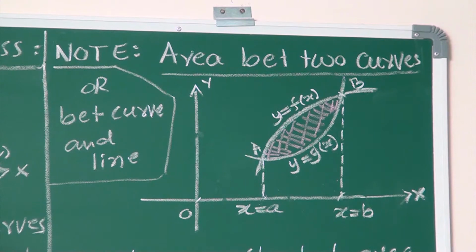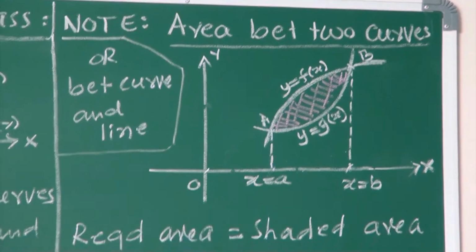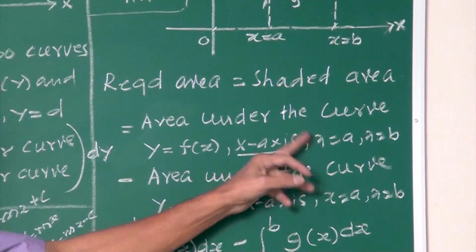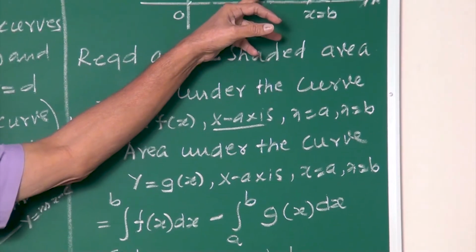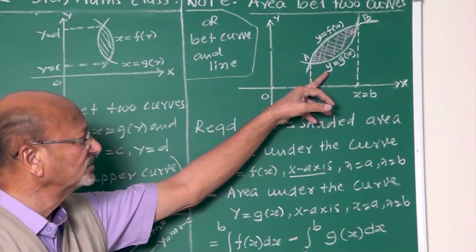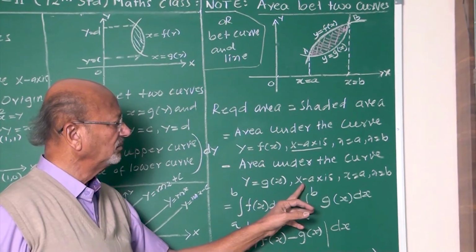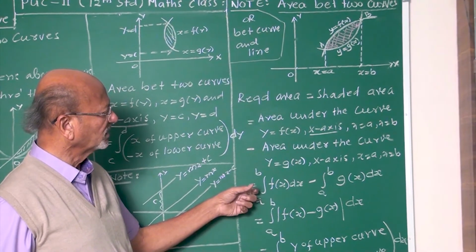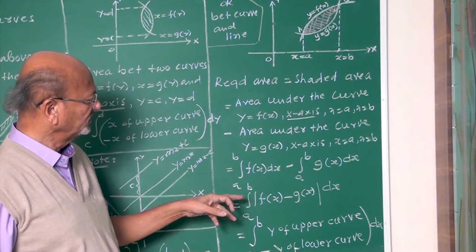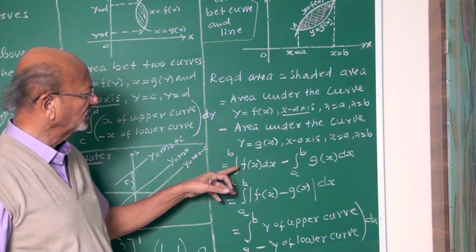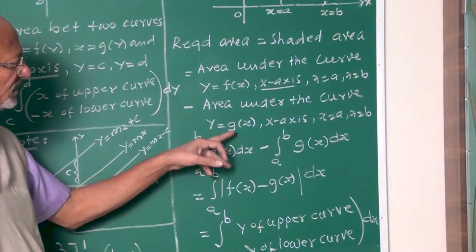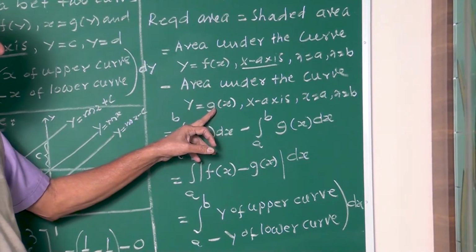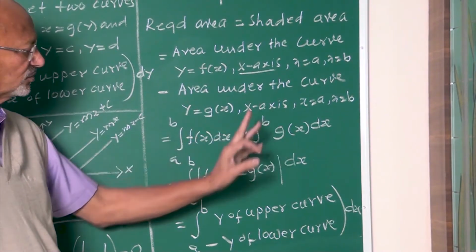The shaded area is the area under the curve y equal to f(x) with the x-axis between the ordinates x equal to a and x equal to b, minus the area under the curve y equal to g(x) with the x-axis between the same ordinates. This is the definite integral from a to b of f(x) dx, minus the definite integral from a to b of g(x) dx, both with respect to x.